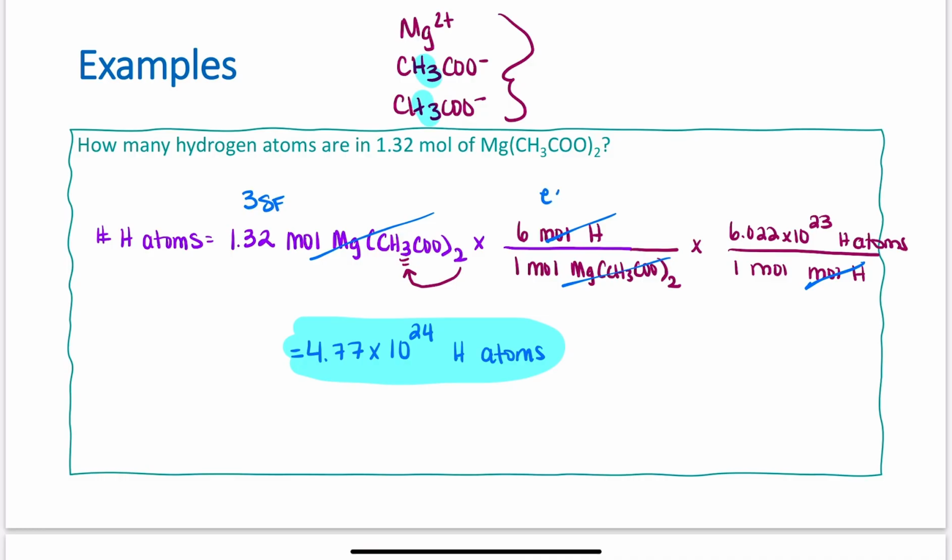Just to check, 3 sig figs, exact, and 4 sig figs. So my final answer will have those 3 sig figs that are shown.